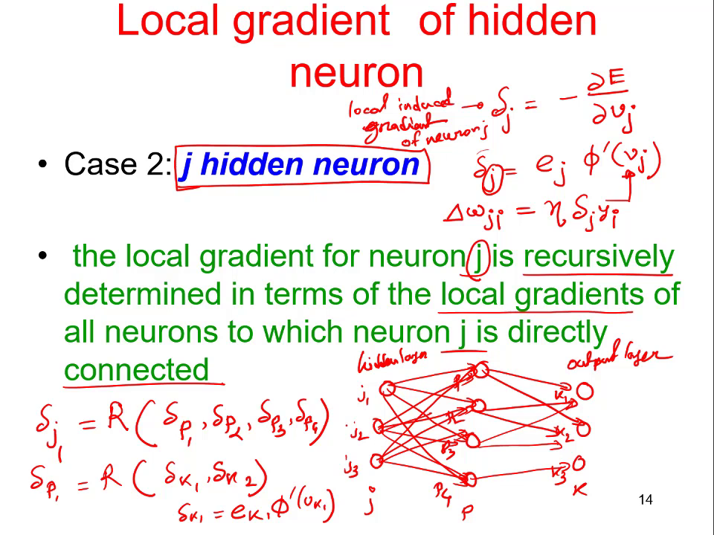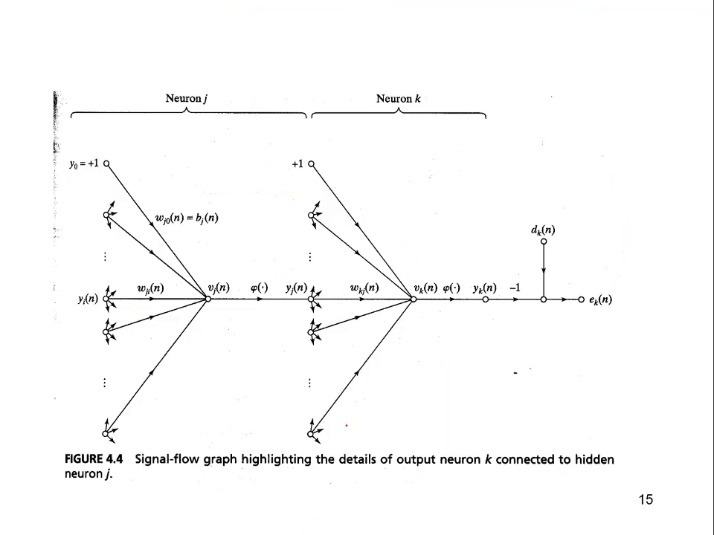So let's move further and see how much more information we can collect from here. Let's look at the picture. We consider two neurons that we are inspecting. The kth neuron is being considered as the output layer neuron, and this other neuron is being considered as the hidden layer neuron. So both the output layer neuron and the hidden layer neuron are being considered here.